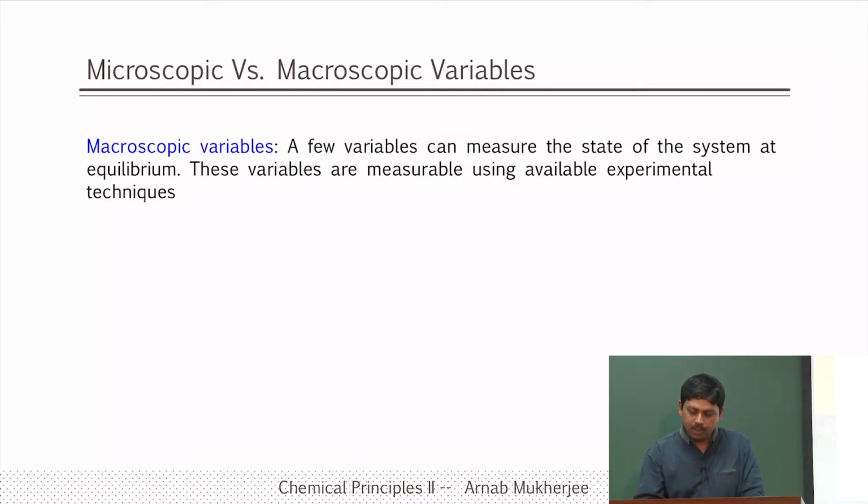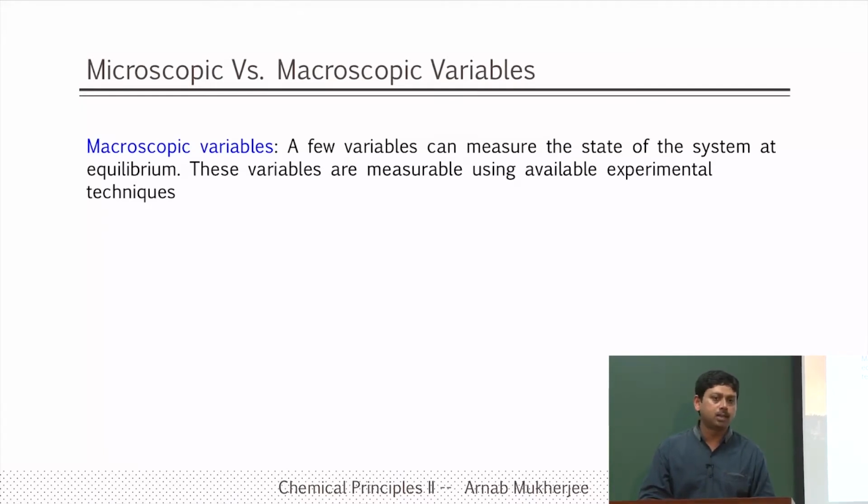So macroscopic variables are those, so there are only a very few number of variables required to define the state of the system in equilibrium. These variables are measured using available experimental techniques. So for example, volume is a macroscopic variable, temperature will be a macroscopic variable, pressure will be a macroscopic variable. They are all macroscopic variables for measuring properties of a system at equilibrium.